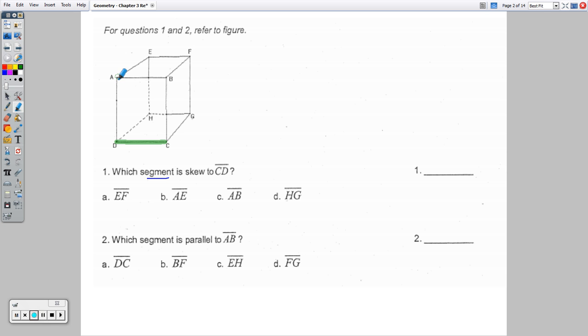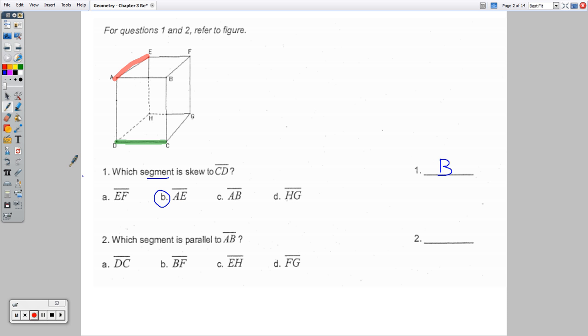AE, this one right here, if I extended that out indefinitely along with CD, neither one of those would cross, and they would not be coplanar at the same time. So that looks like that should be my answer. Let me just check the others. So AB, yep, that would be coplanar with the front of the box here, and HG would be coplanar. Looks like that's the G down there, so that'd be coplanar with the bottom of the box. So which one is actually skew? This one is choice B.